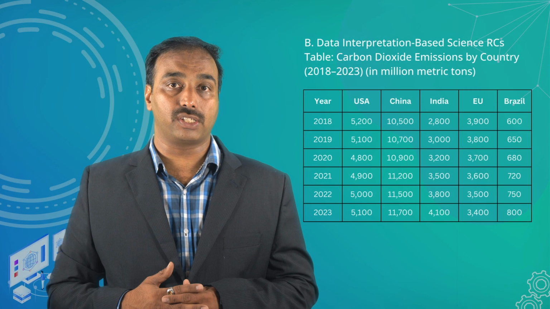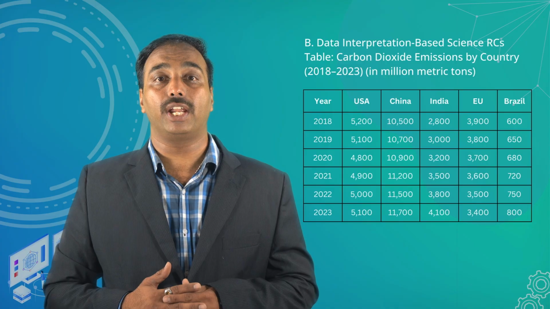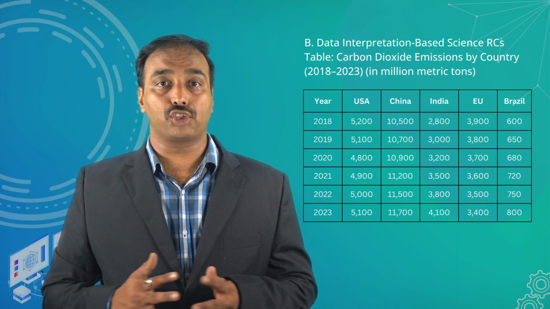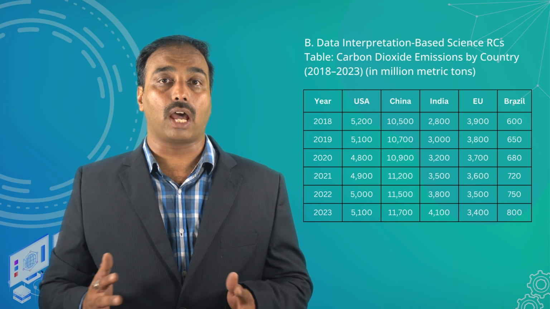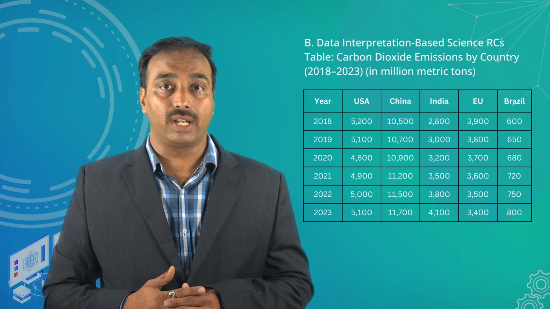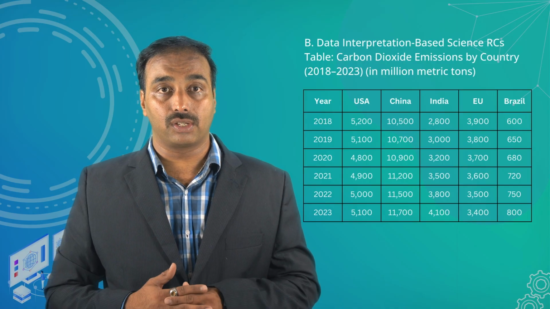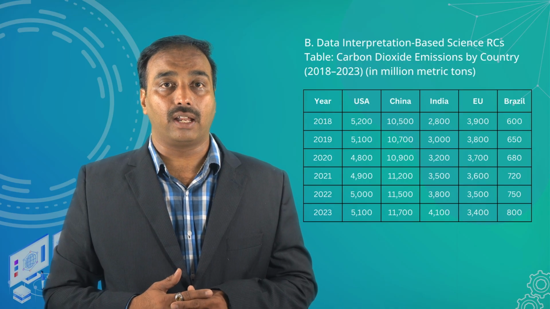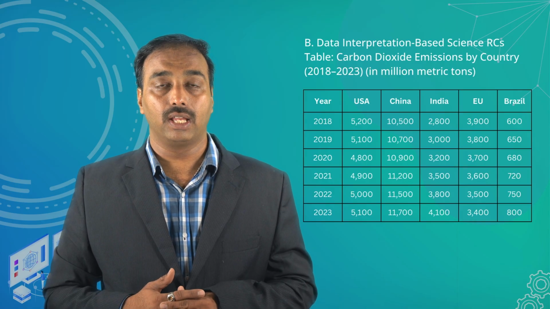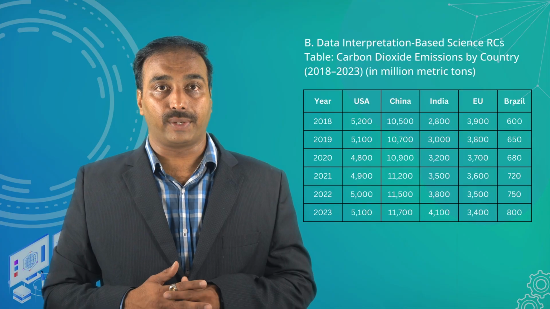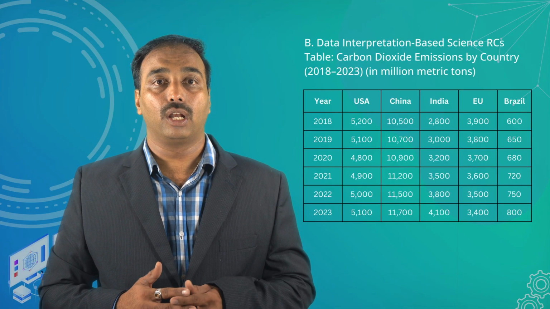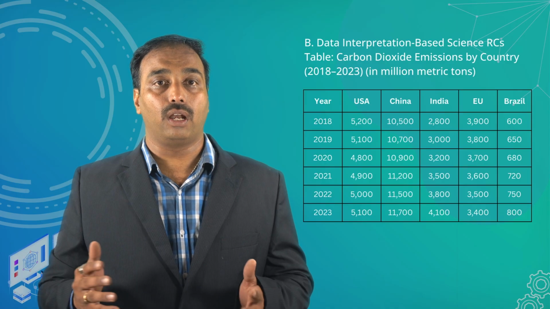The next set of questions is related to data interpretation based science reading comprehensions. You have to analyze the table or chart and answer the following questions. The table is about carbon dioxide emissions by country between 2018 and 2023 in million metric tons. Here you can find the year and the countries in terms of their emissions, that is USA, China, India, EU and Brazil. You can see the data year-wise, that is 2018, 2019, 2020, 2021, 2022 and 2023.